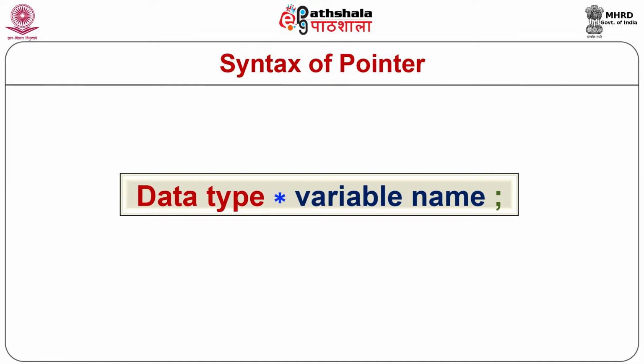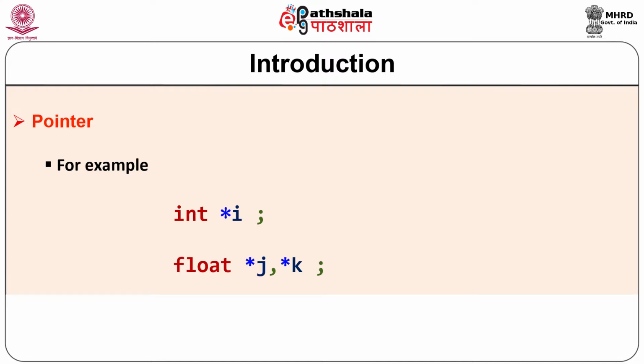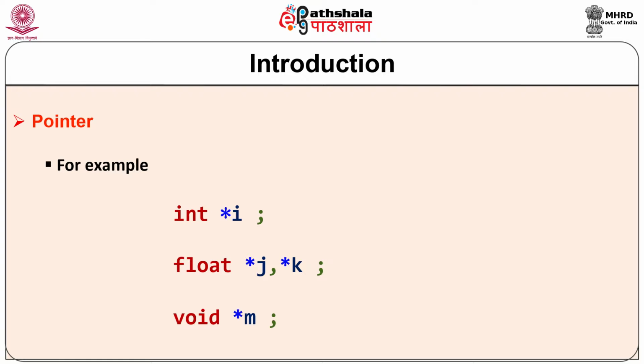In this syntax, we are using star as a unary operator. The unary operator is used to declare a pointer, or to know that this is a pointer. This will show you an example of how to define a pointer in any C program. It can be seen on this slide. You can see int *i, float *j, *k, void *m. In this example, you have 4 different pointers.